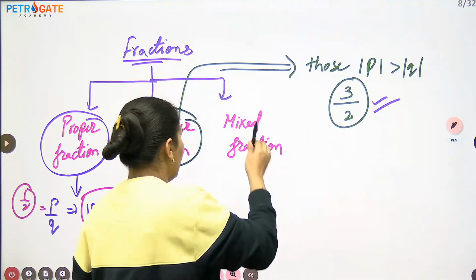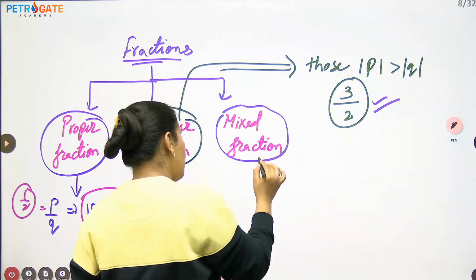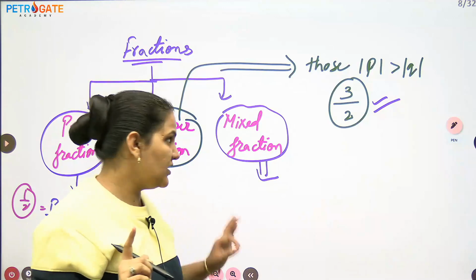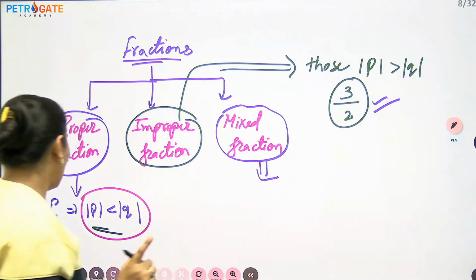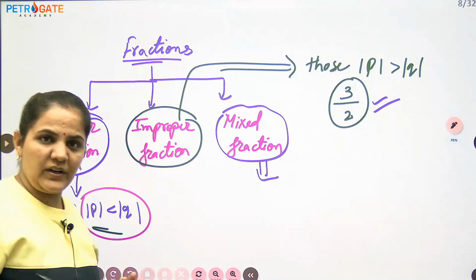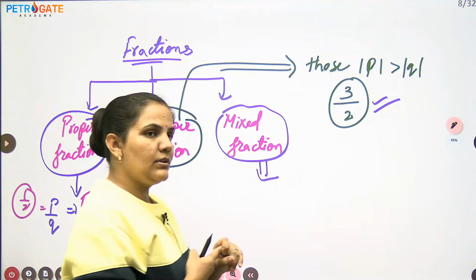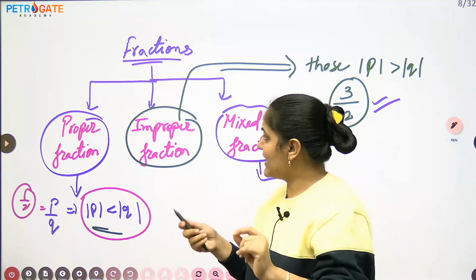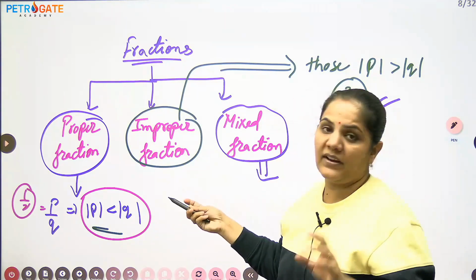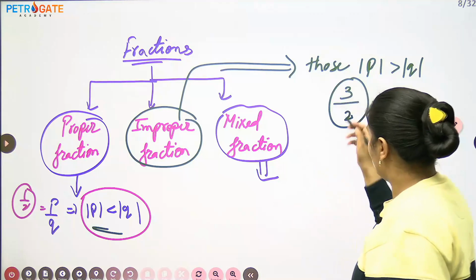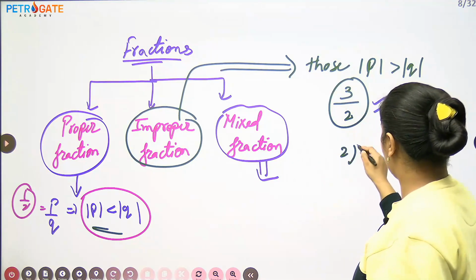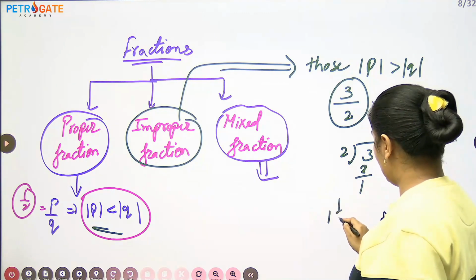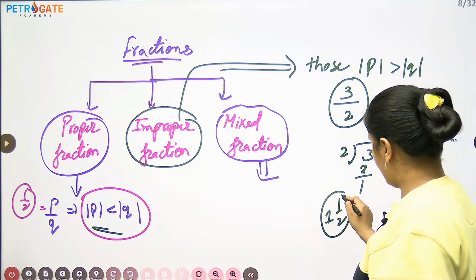All right. When we talk about the mixed fraction, an improper fraction can be converted into a mixed fraction. Just remember this, dear student: a proper fraction cannot be converted into a mixed fraction, but you can always convert an improper fraction into a mixed fraction. How? For 3 by 2, when I divide 3 by 2, the quotient is 1 and the remainder is 1. So I can write it as 1 and 1 by 2.